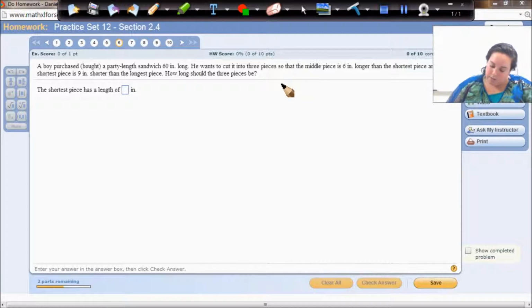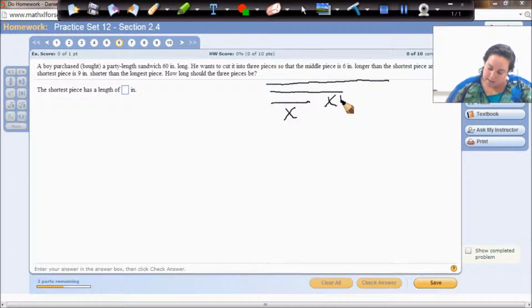So that we don't get so confused, let's go ahead and draw. We have a long piece, we're going to have a middle piece, we're going to have a short piece, and it tells us that, let's say the short piece, we don't know how long it is, but let's say it's x. It tells us that the middle piece is 6 inches longer than the shortest piece, so it's x plus 6 inches, and the shortest piece is 9 inches shorter than the longest piece. So the longest piece is also x plus 9. It's 9 inches longer. Okay, so if the shortest piece is x, then the middle piece is plus 6 and the longest piece is plus 9.